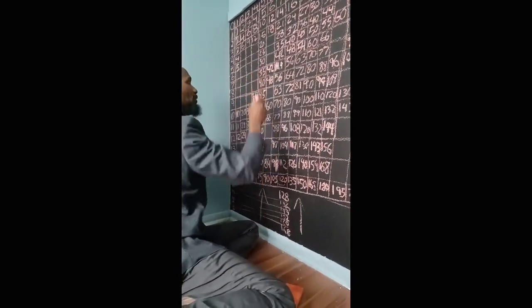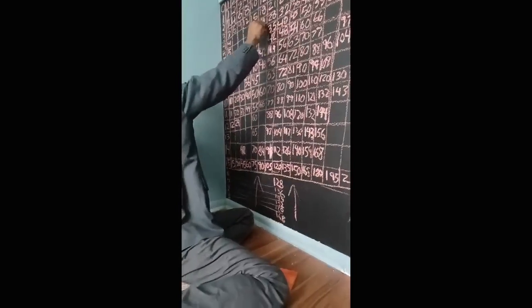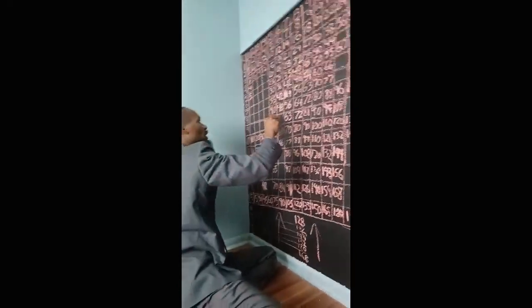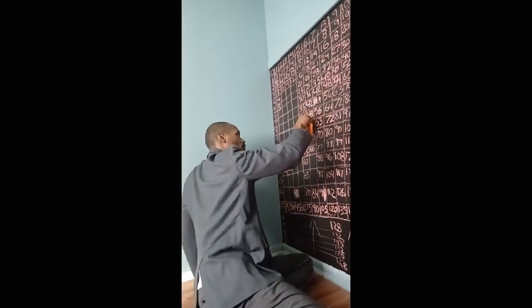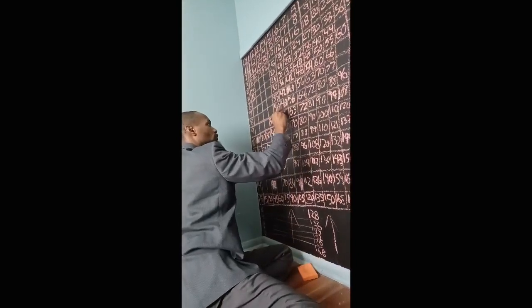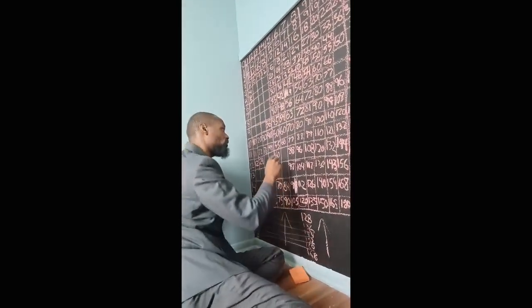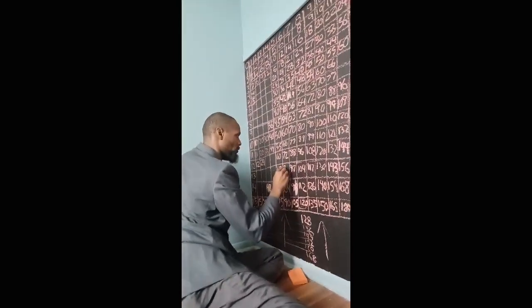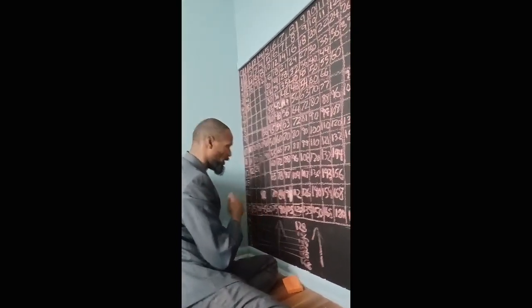Alright, we're counting by 7s. Count by 6s. 6, 12, 18, 24, 30, 36, 42, 48, 54, excuse me. 60, 66, 72. And this should be 78. 84, 90. Okay?